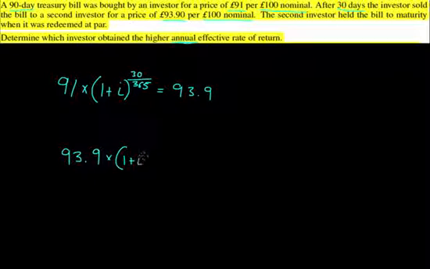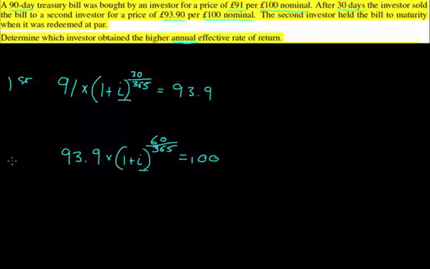That went up in value by some amount. He held it for the other days, so I guess that's 60 days because that's 90 minus 30. 60 days divided by 365 equals 100. So basically all we've got to figure out is what is i in each of these cases and which i is better. And this is the first investor and this is the second investor.